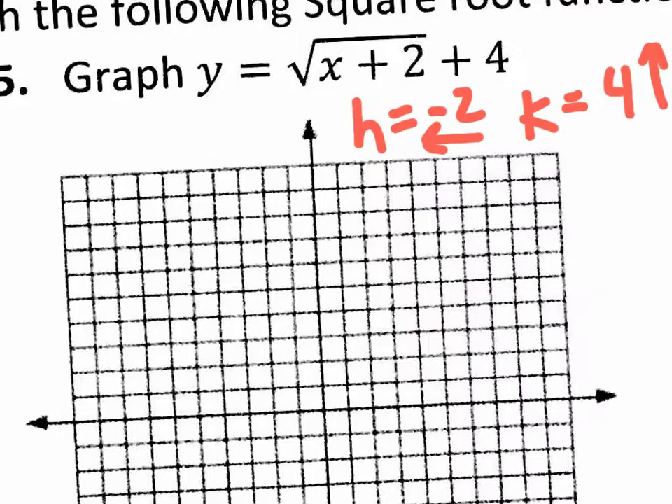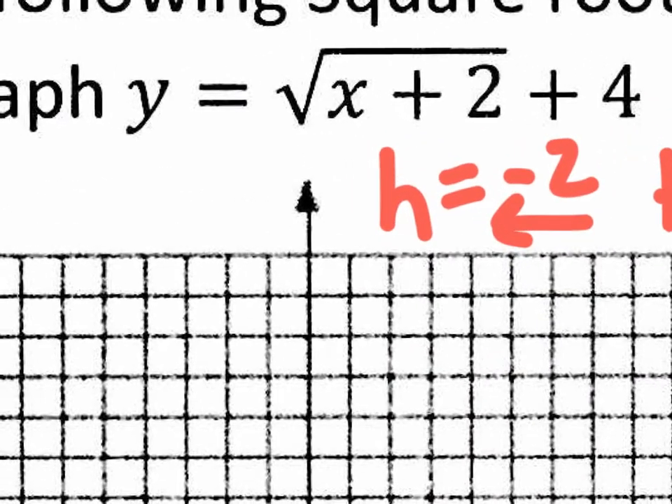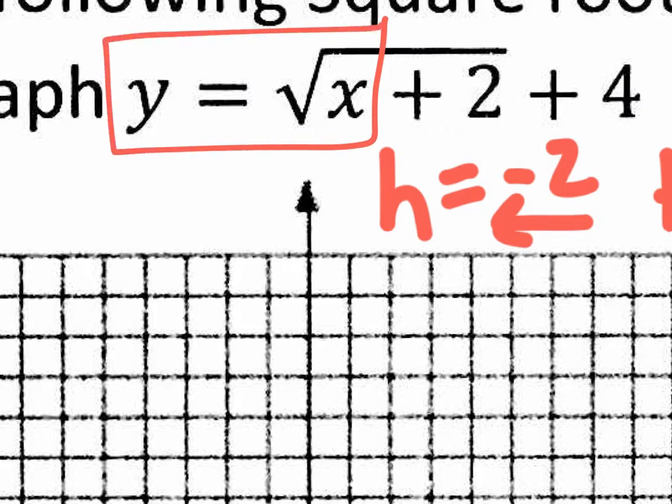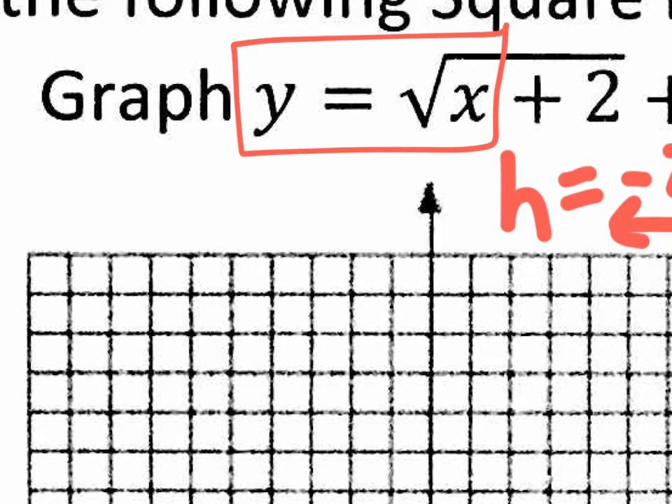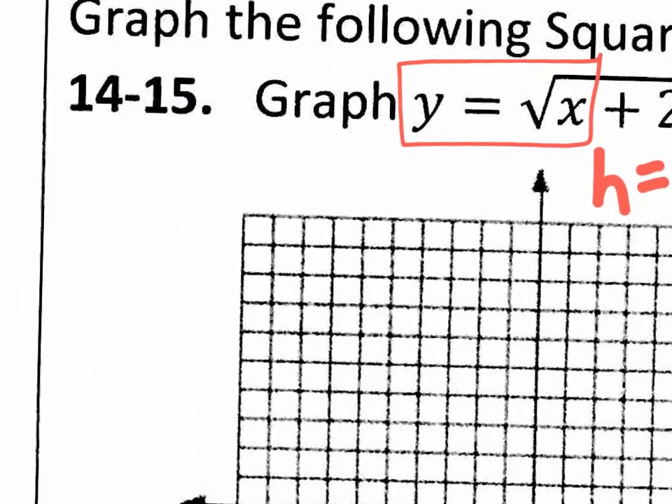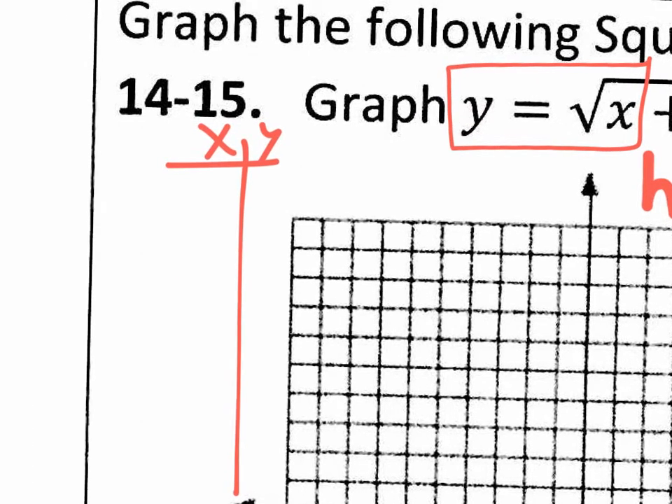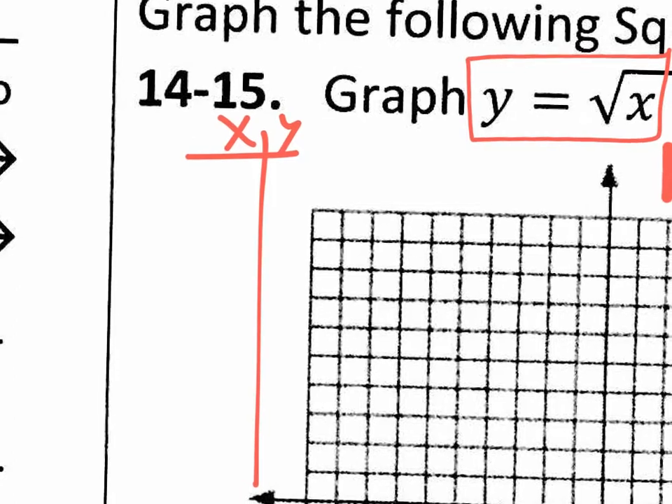So after you identify h and k, what I would like you to do is to box this and ignore h and k. So what you're going to do is pretend that your function is y equals the square root of x. So it'd be a great idea to make an xy table and just pretend that you don't have an h and k. Pretend it's just that, y equals the square root of x.